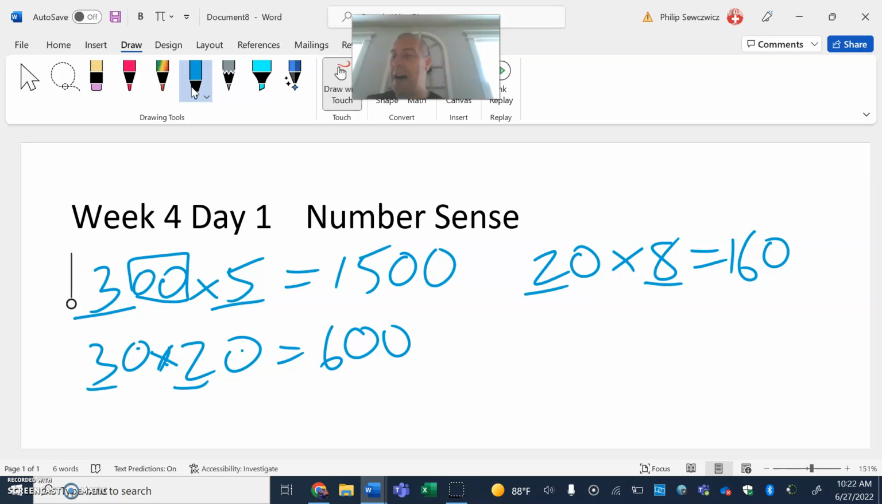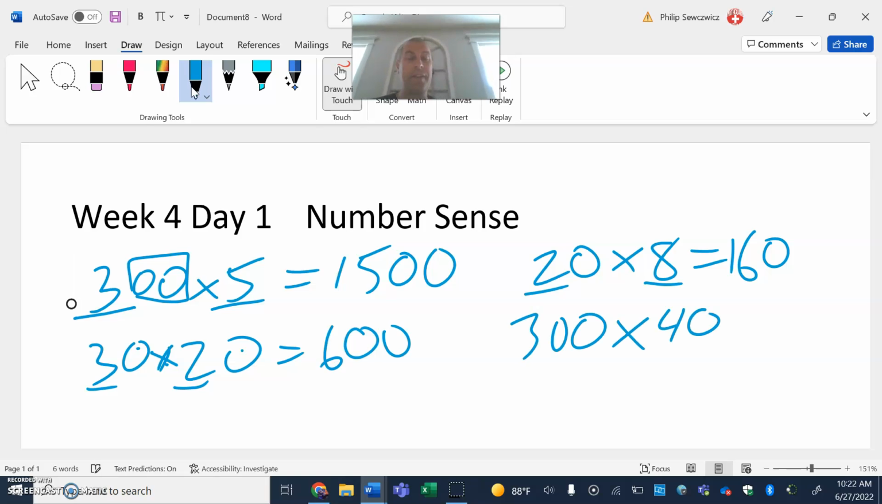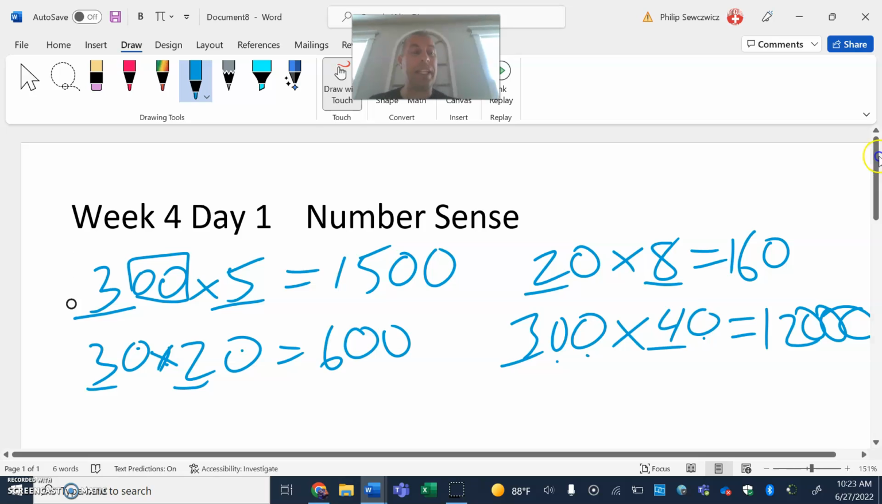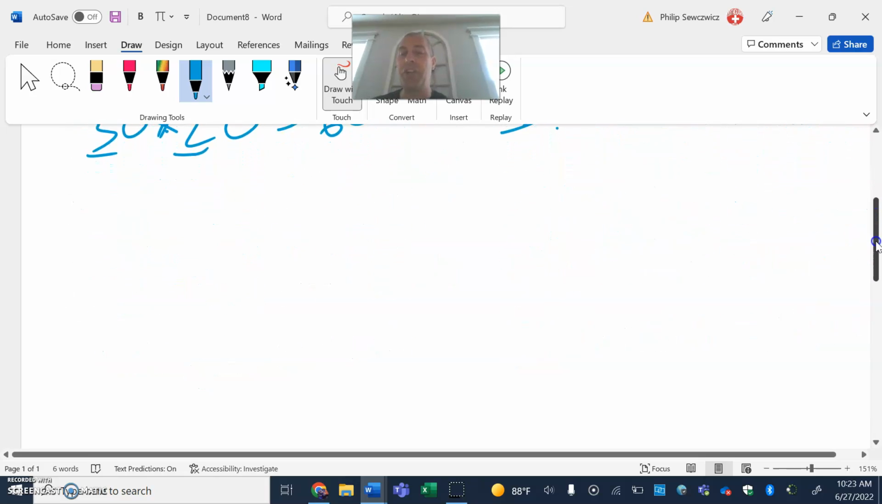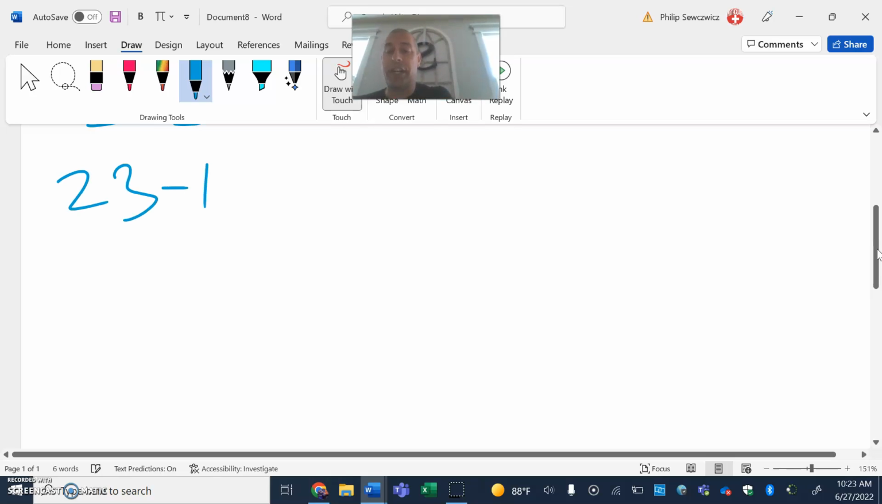Let's throw 1 more at you, and we'll let you run it from there. 300 times 40. Did you? 1, 2, 3. 12,000. There you go. So again, basic, but things that we definitely want to make use out of with our number sense. So there's your multiplication. Let's draw into our subtraction here.